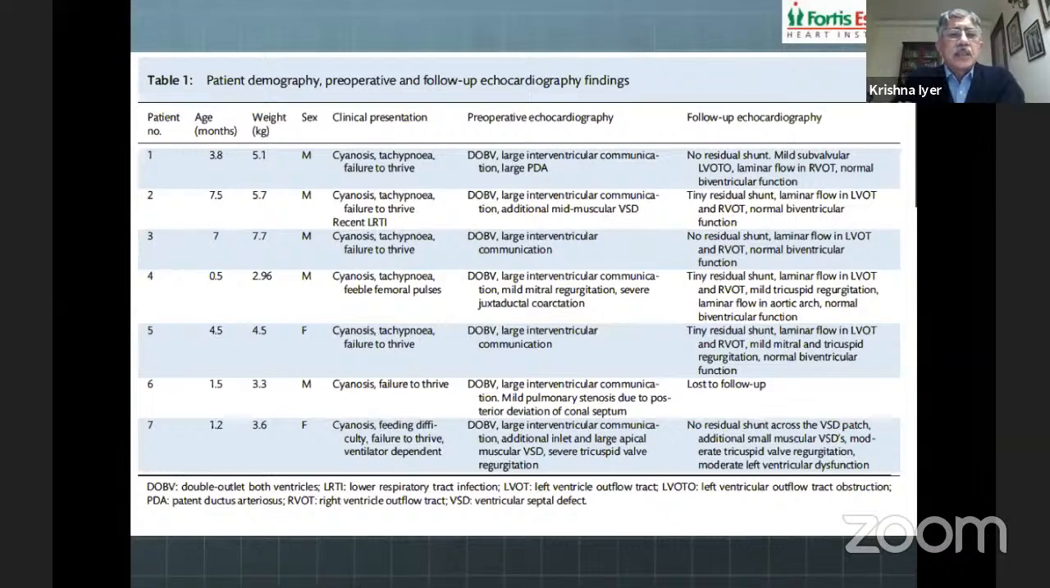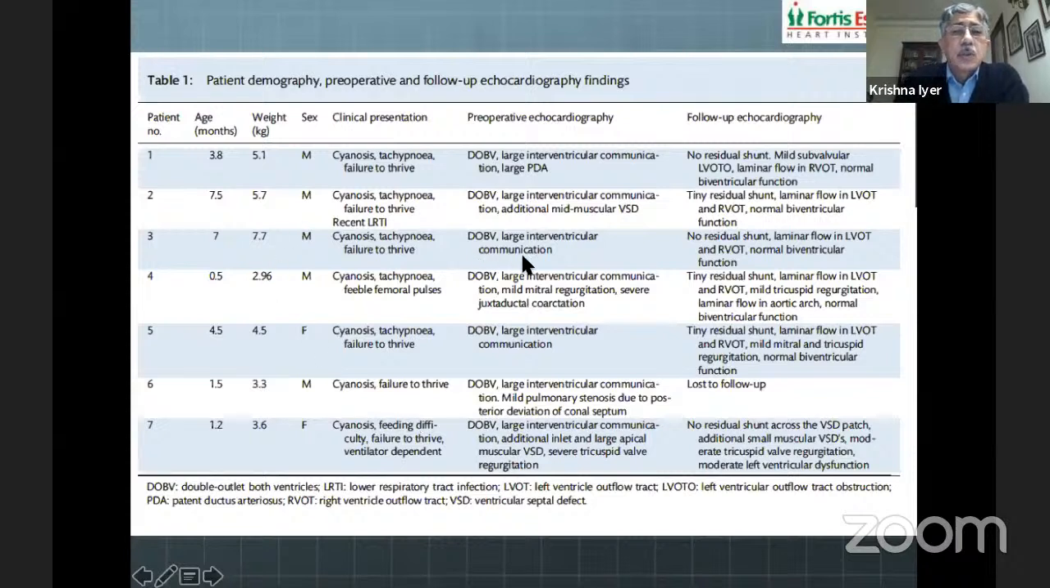So the entire study was based, as I said, on a series of 7 patients. As you can see from this rather crowded slide, all patients were of necessity infants, because this is essentially a lesion which is associated with increased pulmonary blood flow, but the intracardiac mixing results in cyanosis. So almost uniformly, all these infants presented with cyanosis, tachypnea, and failure to thrive.